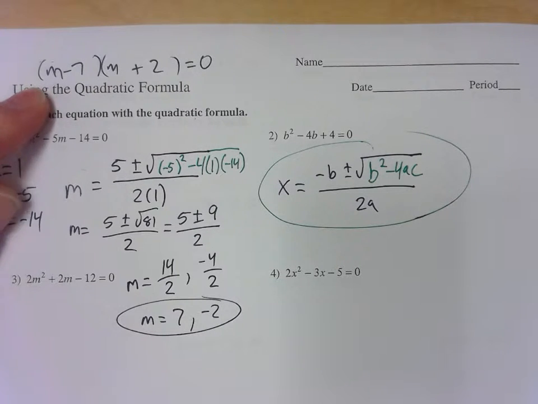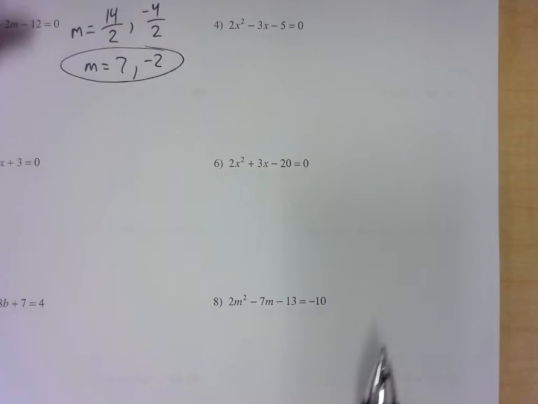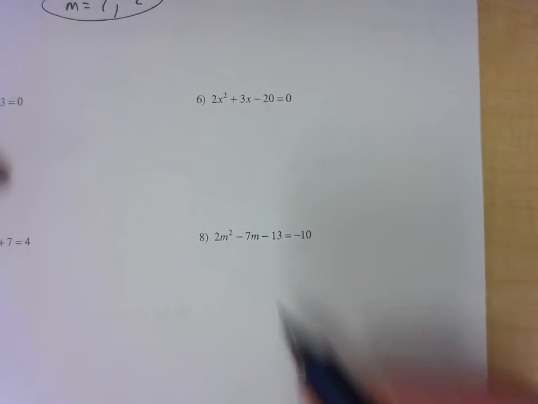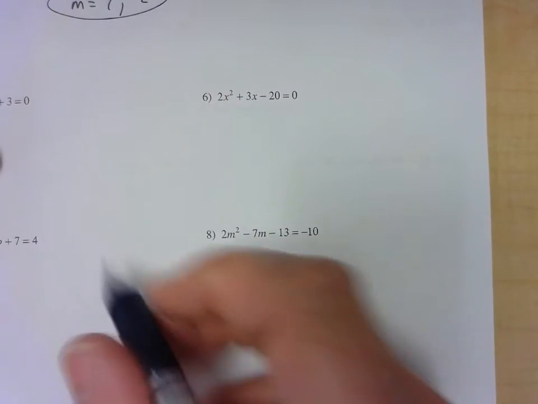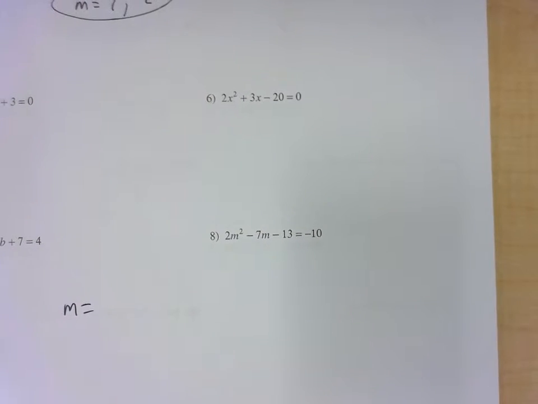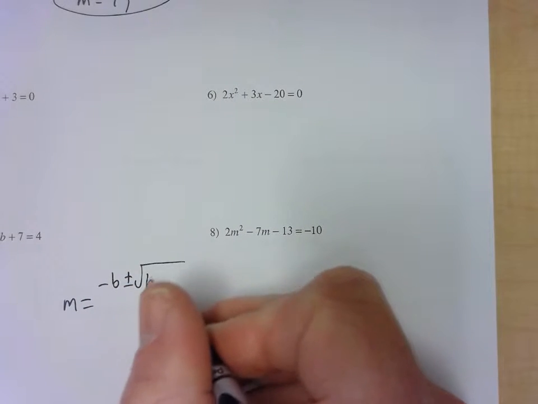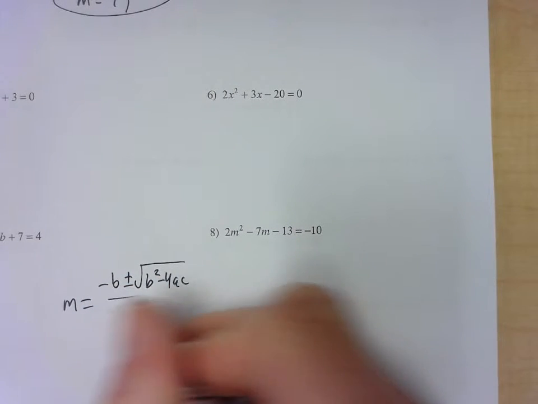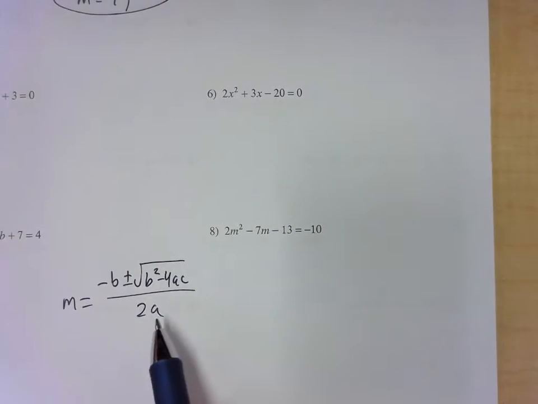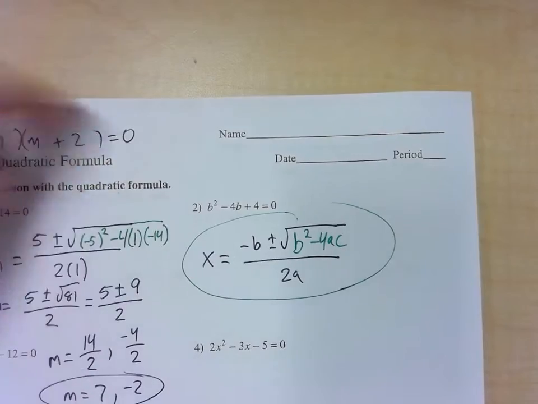All right. So let's go on to another one. Let's do one at the bottom of the page here. Let's go ahead and do number 8 because I pointed that one out. So we have m equals, again, the person that made this worksheet up really likes m. M equals negative b plus or minus the square root of b squared minus 4ac all over 2a. You don't have to write that down every time because you have it up here, or you'd probably want to put it in the margin there.